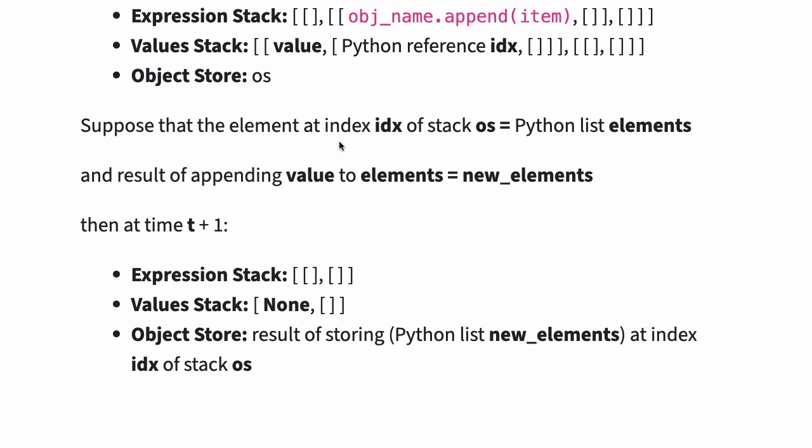Suppose that the element at index IDX of OS is equal to the Python list elements, and the result of appending value to elements is new_elements. Then at time t+1, the empty element and the method call are both popped from the expression stack, and Python pushes None to the value stack. And the object store is the result of storing new_elements at index IDX of OS.